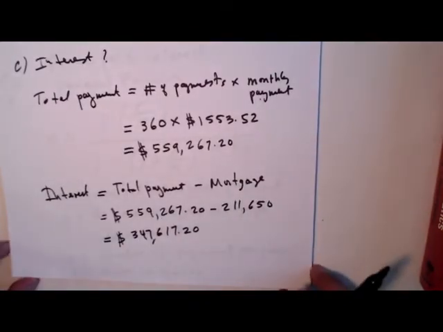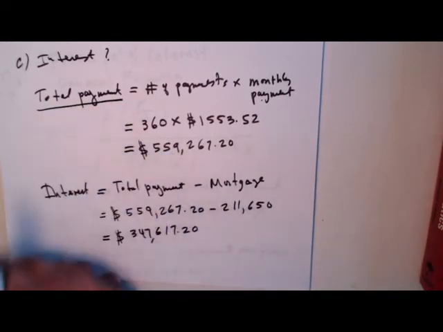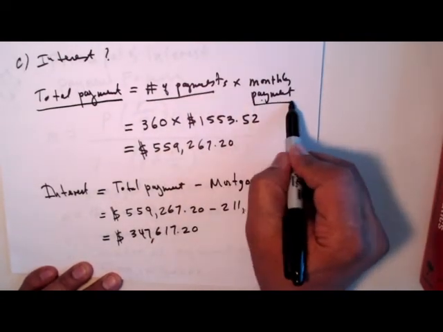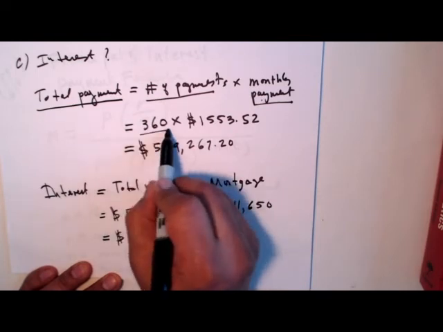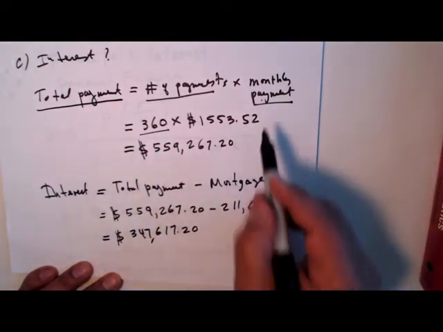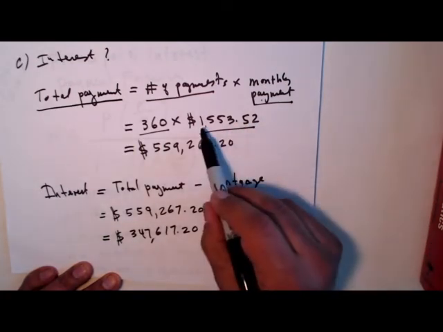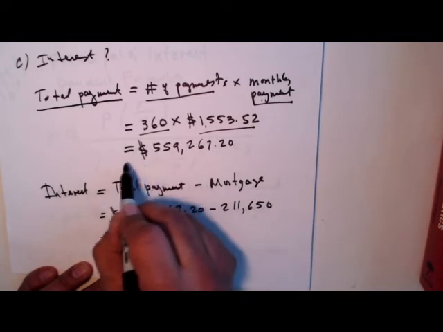Now, what's the interest paid? To do that, we need to calculate the total payment: the number of payments times the monthly payment that you have. So in this case, you have 360 payments times the monthly payment of $1,553.52, and that results in this amount.